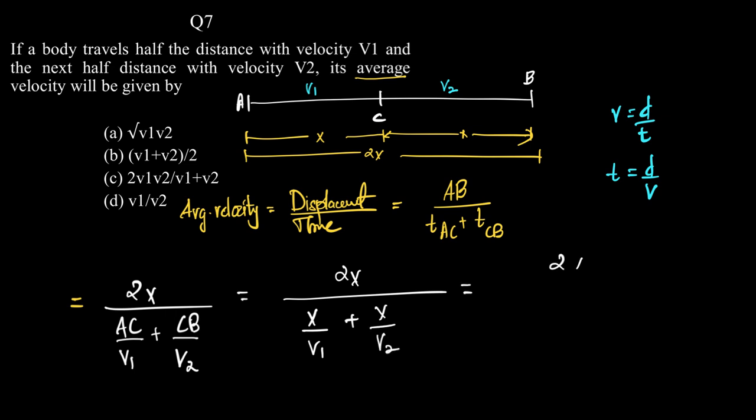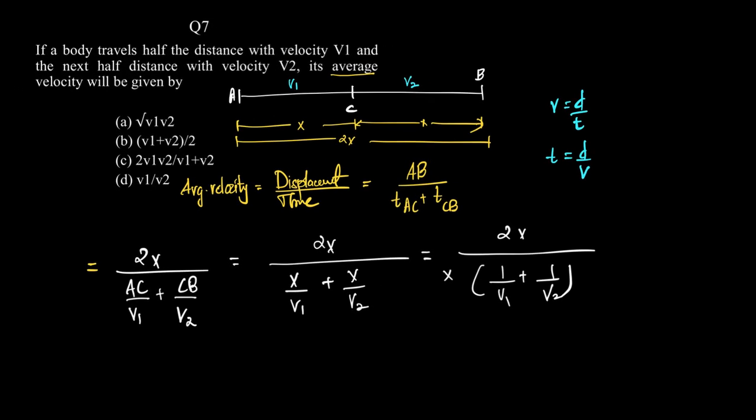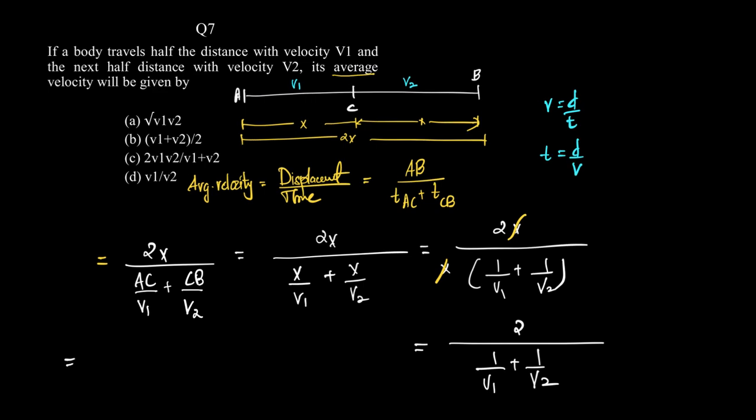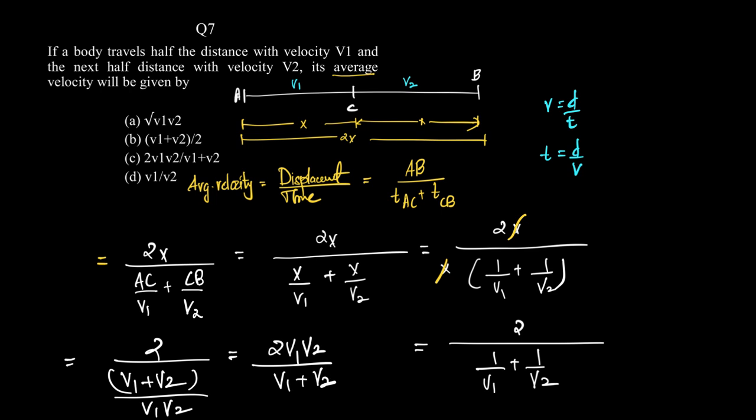So this further becomes 2x the whole upon x times 1 upon V1 plus 1 upon V2, which further will reduce to, x and x get canceled. So this becomes 2 upon 1 by V1 plus 1 by V2, which basically equals 2 times V1 V2 upon V1 plus V2, which makes the correct answer option C.